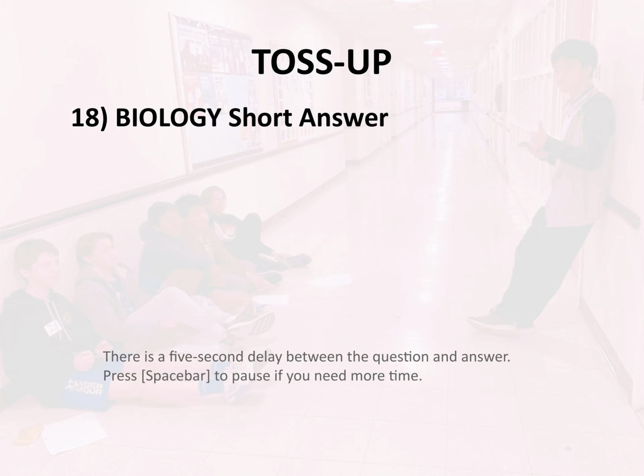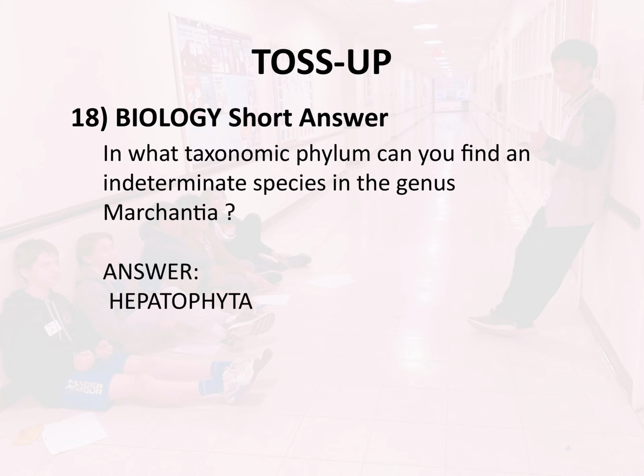Toss-up, 18. Biology. Short answer. In what taxonomic phylum can you find an indeterminate species in the genus Marchantia? Answer. Epitophyta.